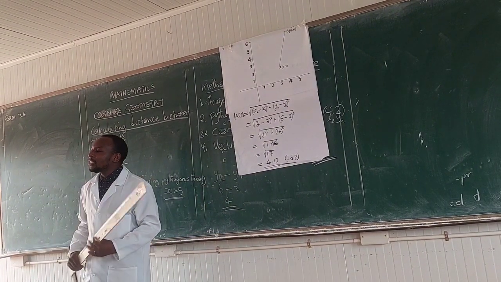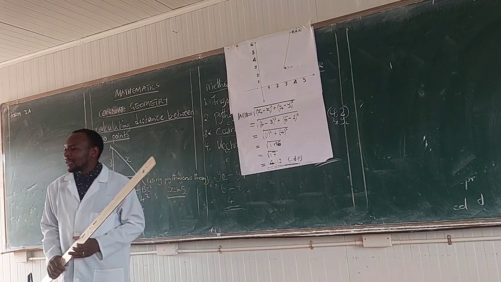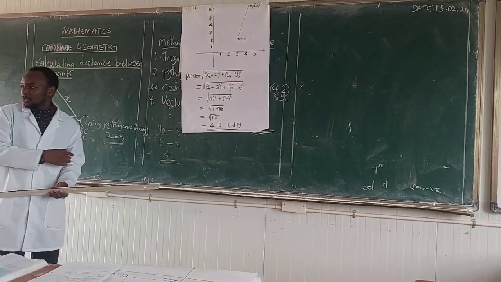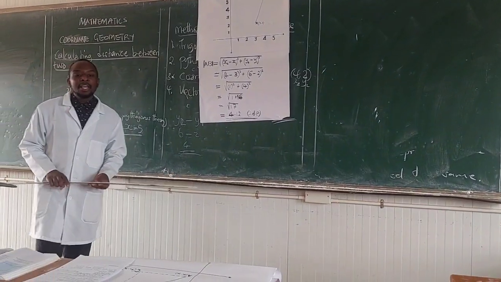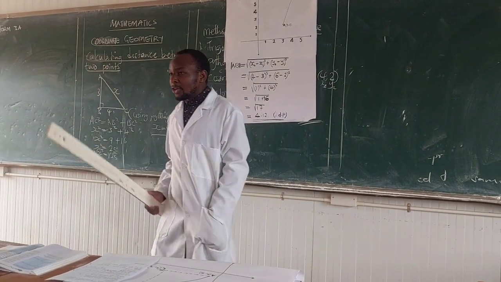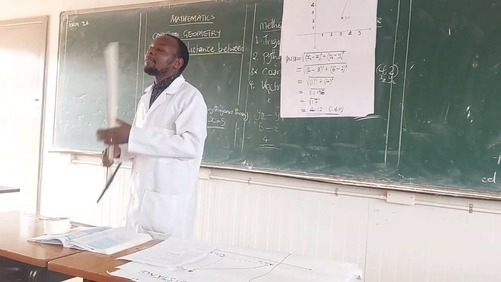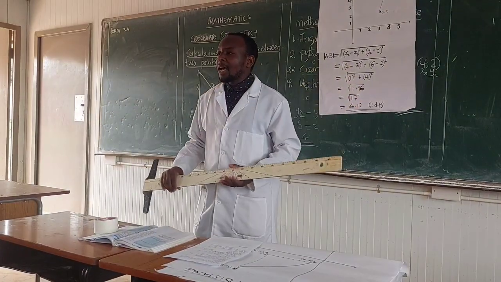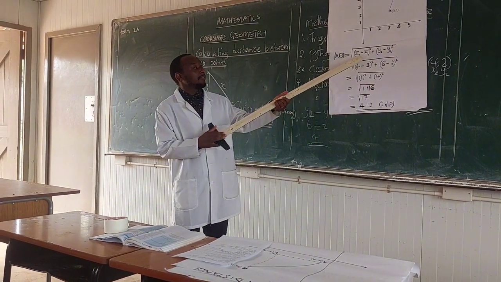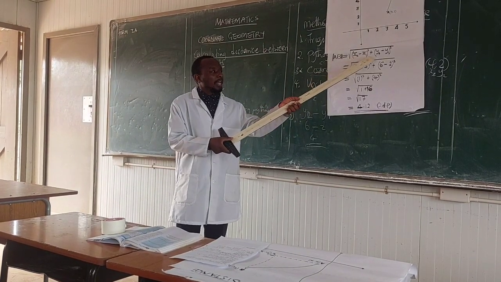But the question now is, how come we have used this? And why are we supposed to do this one? To answer that question, for us to calculate distance using coordinates, we use a formula for distance. And the formula for calculating distance is this one. How do we get this formula now?